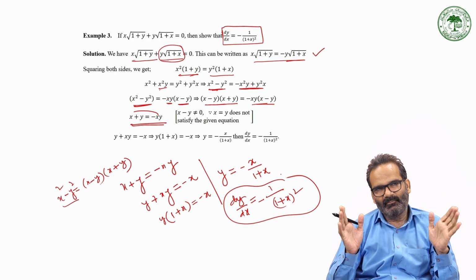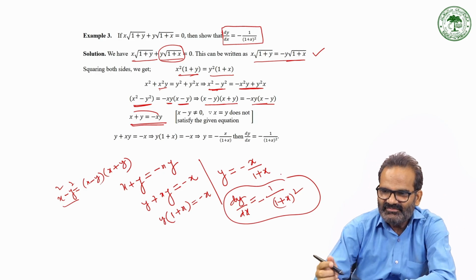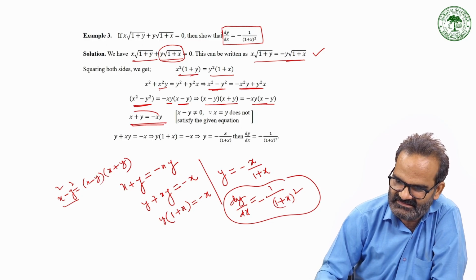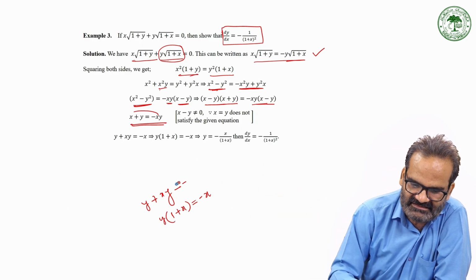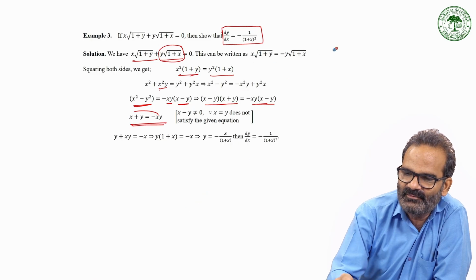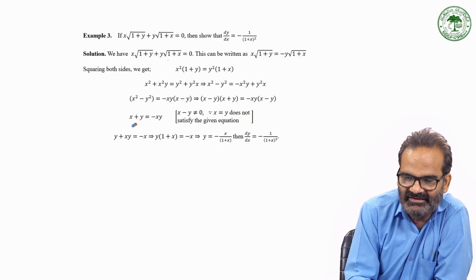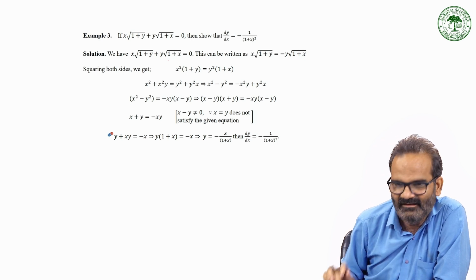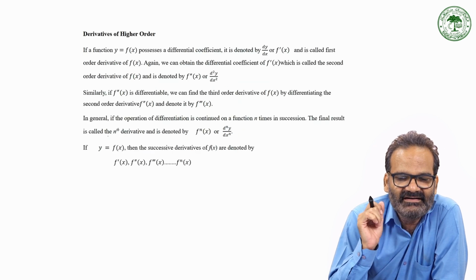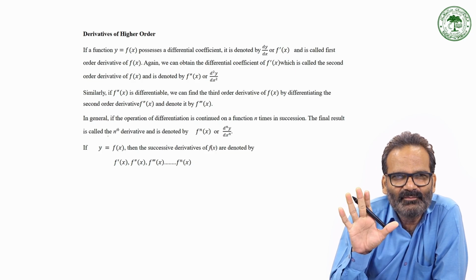Now this is all about the methods which we can use to find the derivatives of various kinds of functions. So the next stage is what? In the next step, we will find the derivative of a derivative, that is known as the higher derivative. So come to the points. Derivatives of higher order. So what does it mean? It's a very simple process.